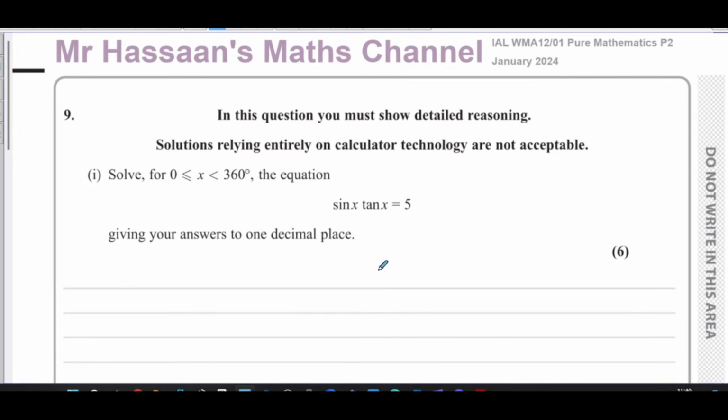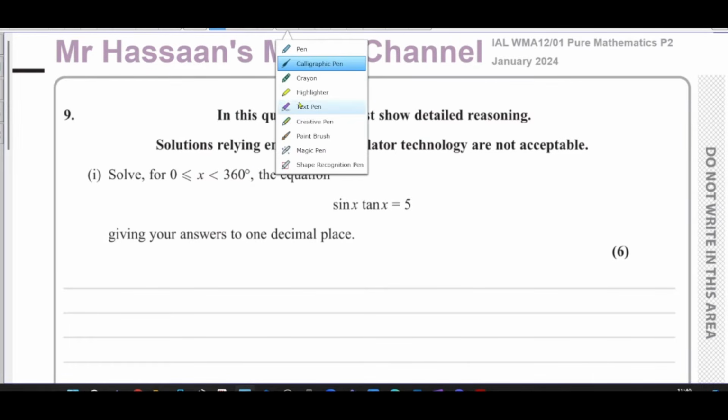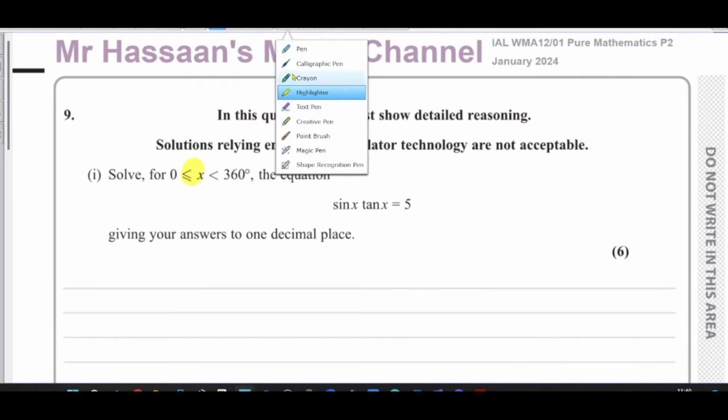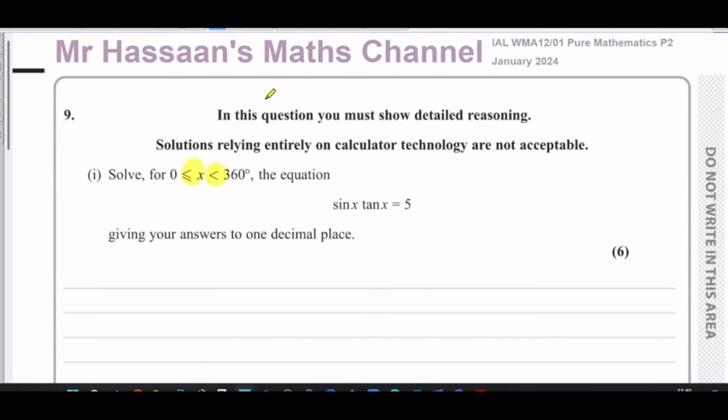It says solve for x between 0 and 360 degrees, so degree mode. 0 is included, so take care of that. There might be some relevance to that. And 360 is not included. That also might be some relevance. So take care of the limits here. Okay, so we want to first rewrite this in such a way that we can solve this problem.